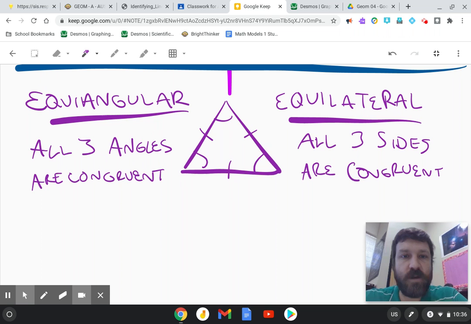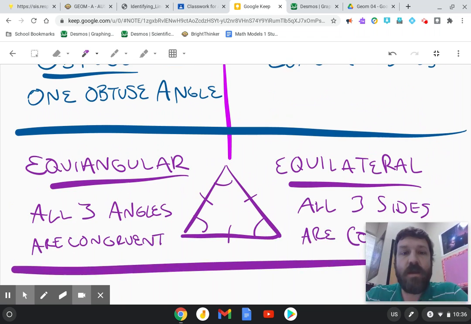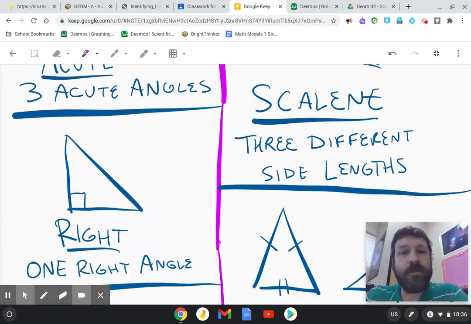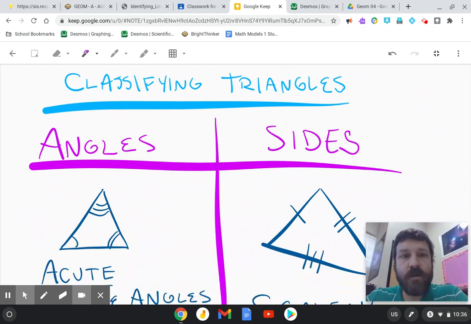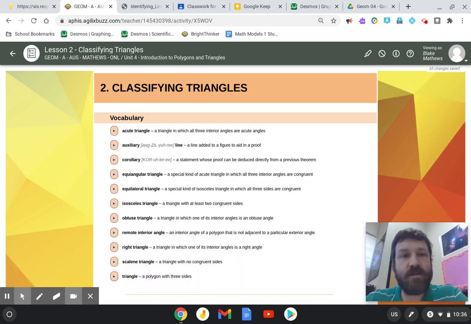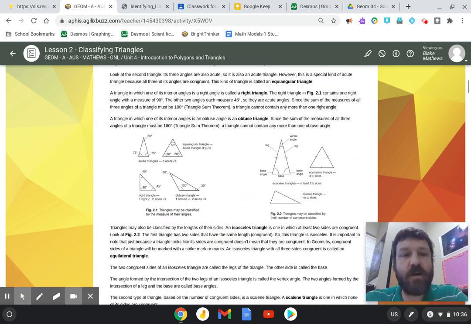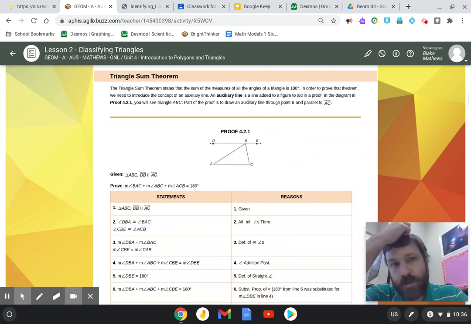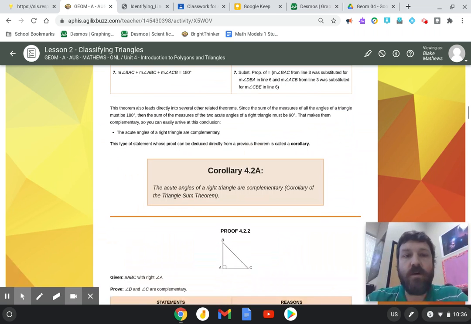And then, of course, if the triangle has all the same angles and sides, they are equiangular and equilateral, and that is kind of its own category that crosses over between the two. So that is kind of one of the main concepts in this lesson. So I've covered most of the material up here at the top. And then they go through some information about triangle angles.